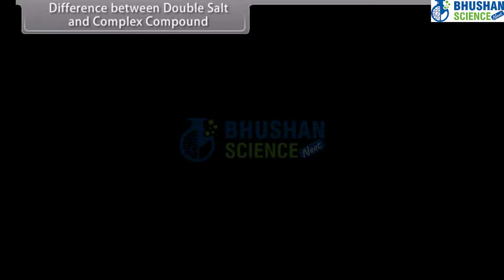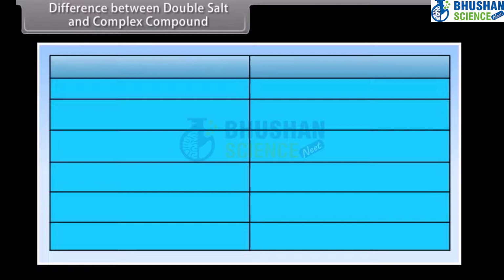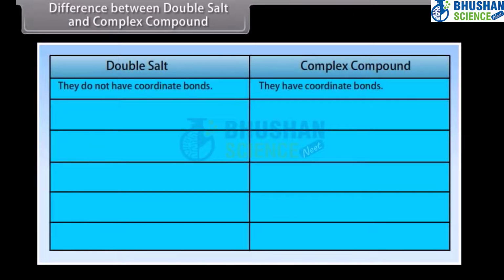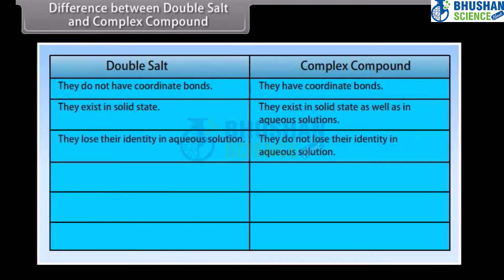Difference between double salt and complex compound. Let's make some important differences between double salt and complex compound. Double salts do not have coordinate bonds, whereas complex compounds have coordinate bonds. Double salts exist in solid state, whereas complex compounds exist in solid state as well as in aqueous solutions. Double salts lose their identity in aqueous solution, whereas complex compounds do not lose their identity in aqueous solution.